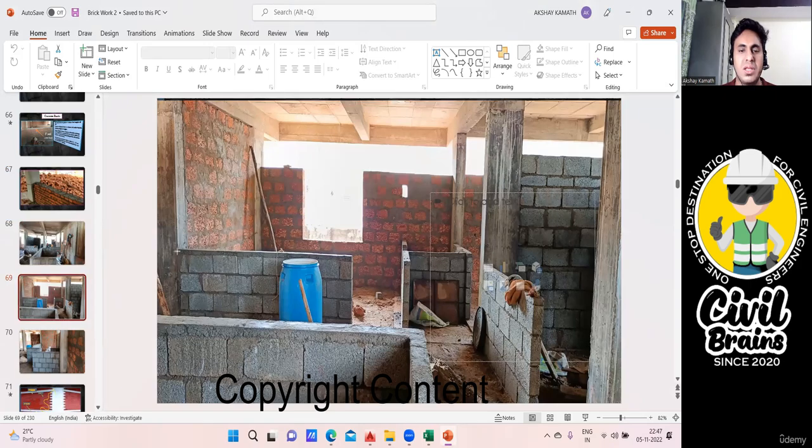Where is that running meter? This running meter we calculated, in this way. All the external side we have calculated for the sill concrete. Actually, this is sill concrete. This here will be sill concreting.